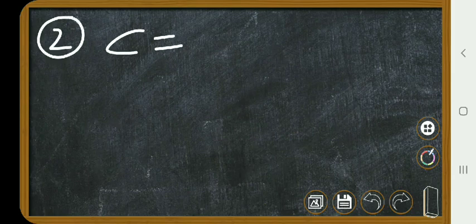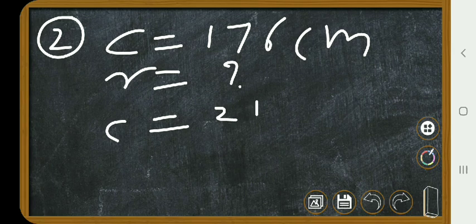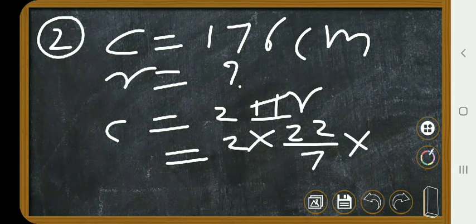Okay, now we'll go for the word problem. If the circumference of a circle is 176 centimeter, find its radius. First we'll write what is given. Circumference of a circle is 176 centimeter. Find its radius. So we have to find radius according to our formula. Circumference is equal to 2 pi r. 2 is already there, we'll put the value. Pi means 22 upon 7. This r we have to find, as circumference is 176.